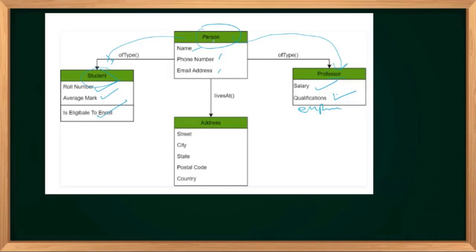Then, a person lives at, meaning where do we live? It consists of address, street, city, state, postal code, country. This type of data storage is the object-oriented model.